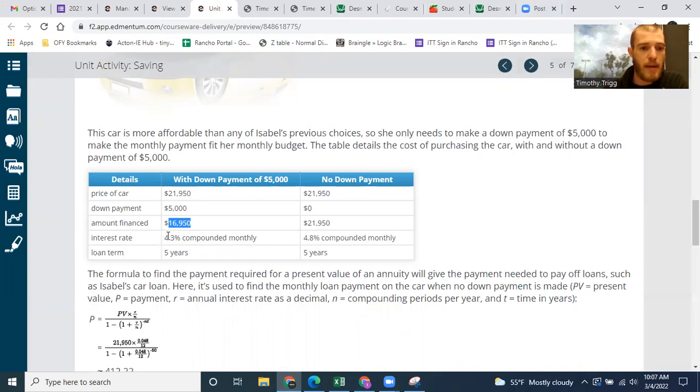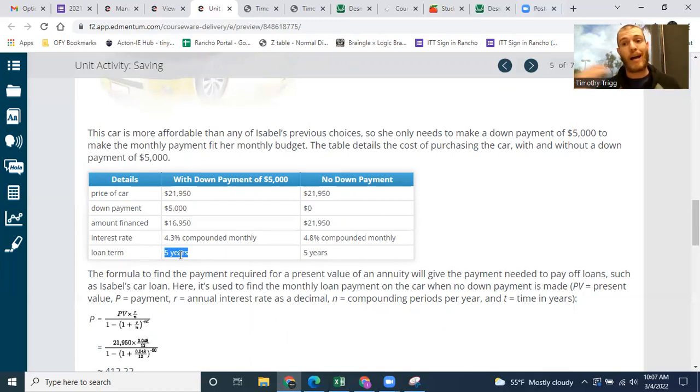You can see with the down payment, her interest rate is 4.3% compounded monthly, and the term of the loan is 5 years. That's the amount of time it'll take to pay off the car. Now, when you're buying a car, this is probably the most important thing: try to have this number, the term of the loan, be as small as you can afford. You do not want to make a 6-year term loan. That means you're going to be paying off your car for 6 years. That's ridiculous. Don't do that. 5 years is the absolute maximum. I would suggest even that's way too high. Try to go 4 years or lower. That's what I would suggest.